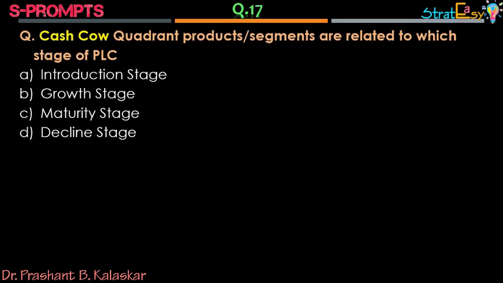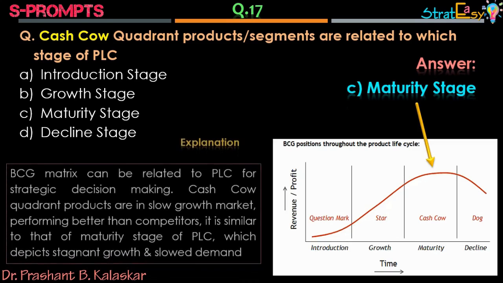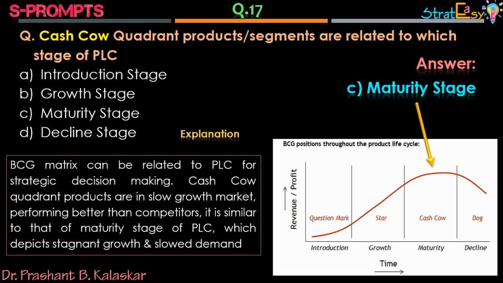Question number 17. Cash cow quadrant products or segments are related to which stage of the product life cycle or industry life cycle? And the right answer is option C, maturity stage. The BCG matrix can be related to PLC or ILC for strategic decision making.